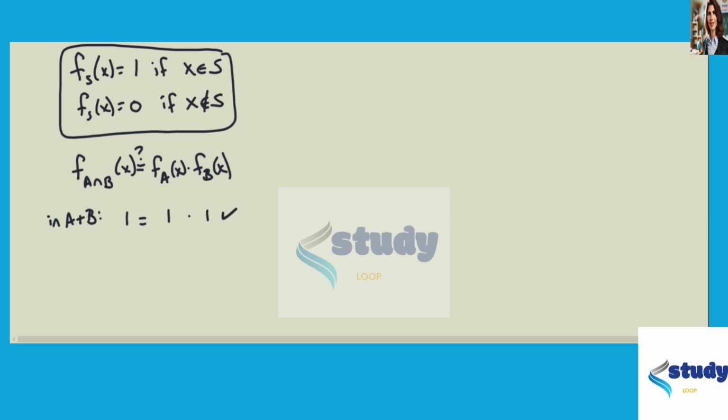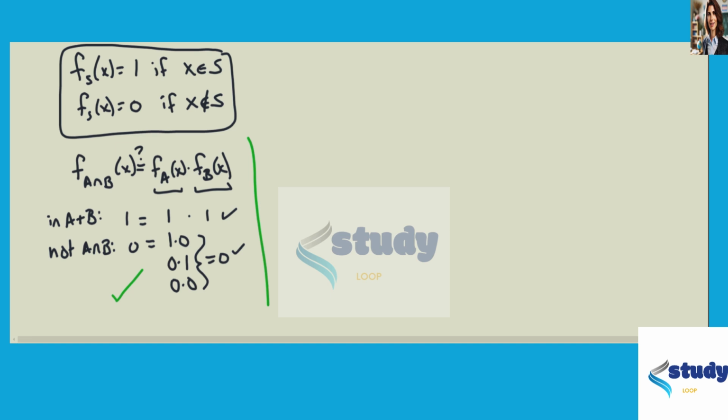That works. If my element x is not in the intersection, then it should be 0. Depending on which one it is, either one or both of these values will be 0. If it's not in the intersection, it's either not in A or not in B or both. In either case, I'll have a multiplication: it's either going to be 1 times 0, 0 times 1, or 0 times 0, depending on where x actually is. But in all of these cases, it does equal 0. So this does show to be true.